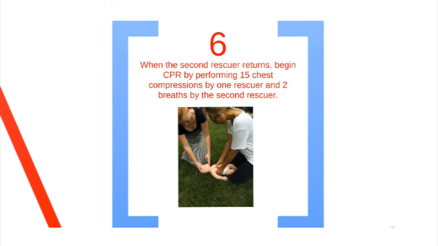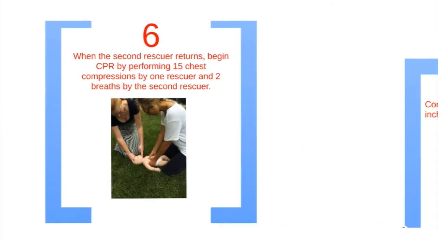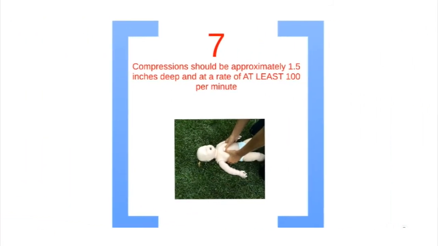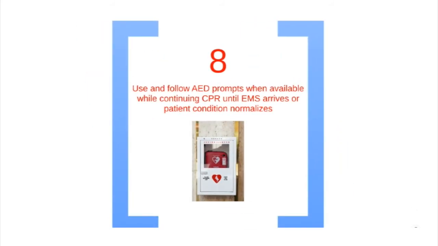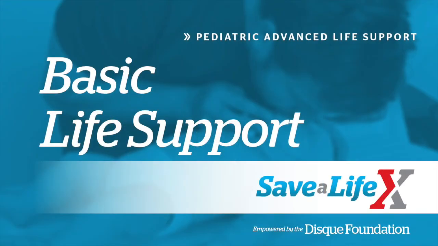If the second person can fit their hands around the infant's chest, perform CPR using the 2 thumb encircling hands method. Once again, do not press on the bottom end of the sternum, as this can cause injury to the infant. Make sure your compressions are 1.5 inches deep and at a rate of at least 100 per minute. Lastly, use the AED and follow its prompts while continuing CPR until EMS arrives at the scene.